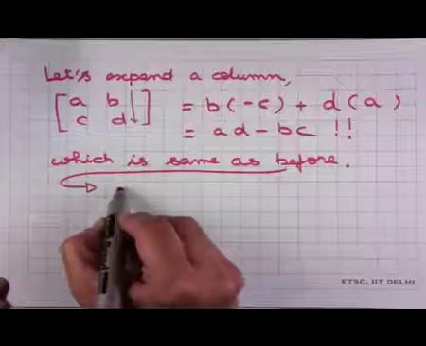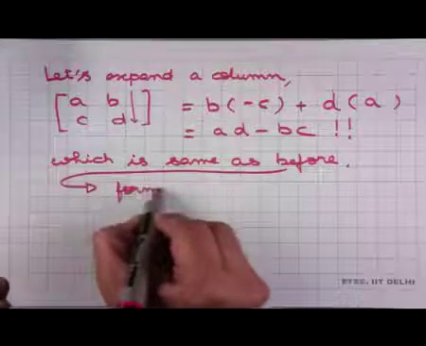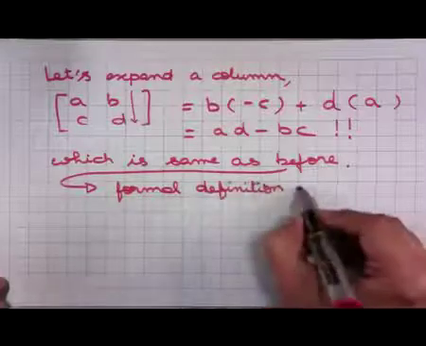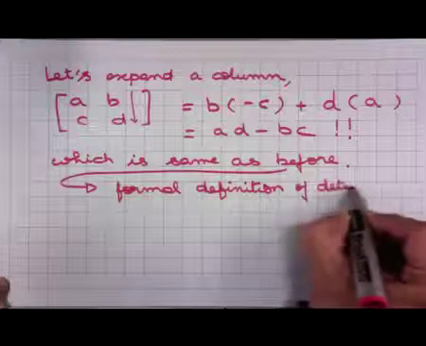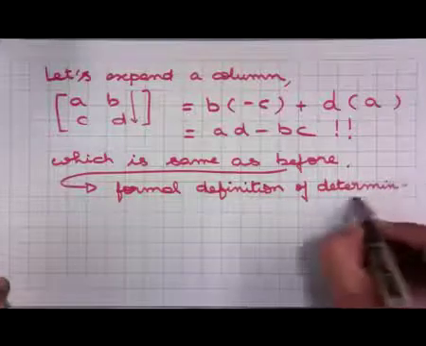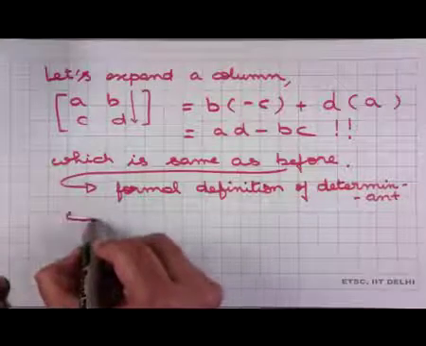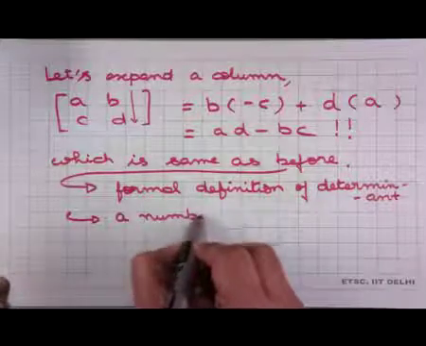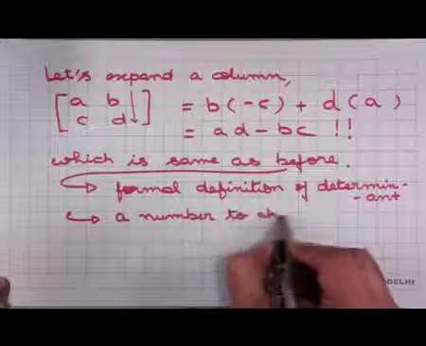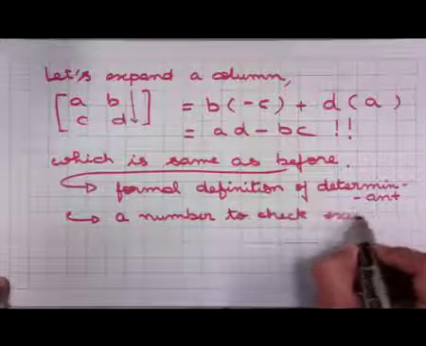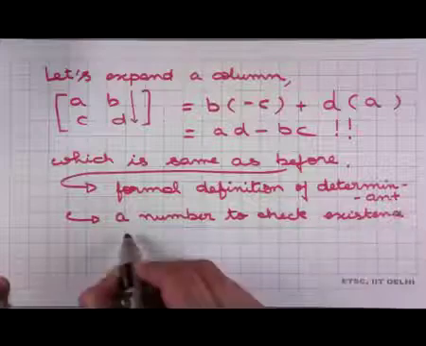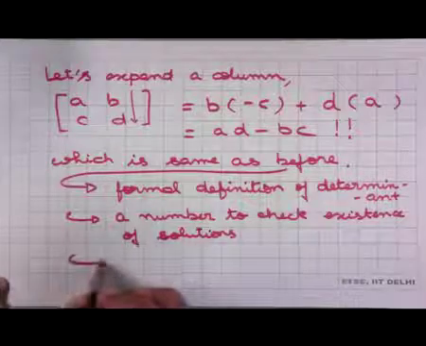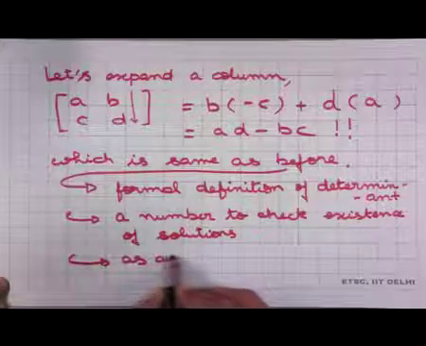We have seen this as the formal definition of determinant. We have seen this as a number to check existence of solutions, and we have also seen this number as the area of a parallelogram.